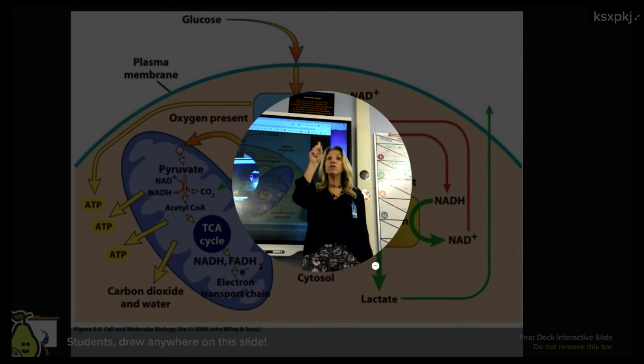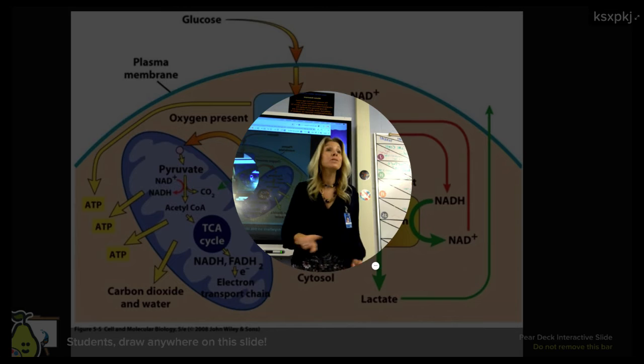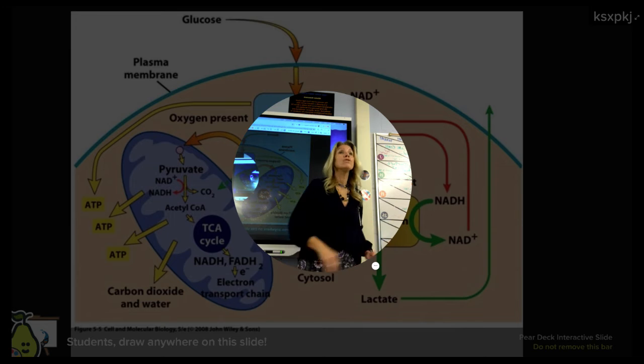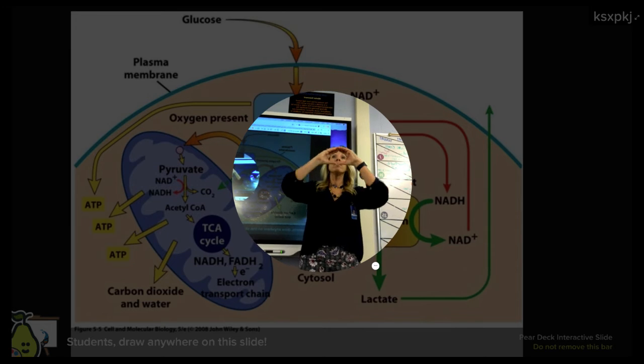What's the whole thing called? Cellular respiration. What's the first step called? Glycolysis. Who does it? All cells. Where do they do it? In the cytoplasm. What do you start out with? Glucose. How many carbons? 6.